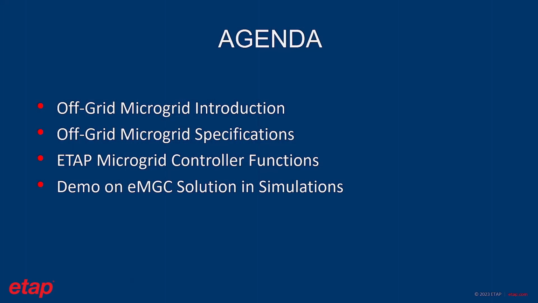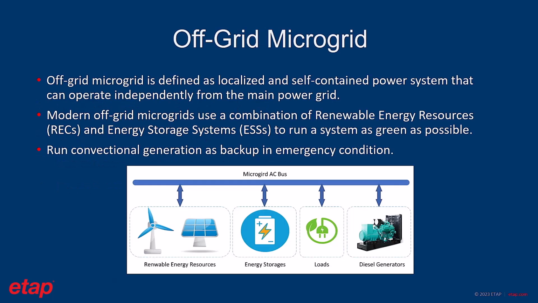Through this presentation, I will introduce the Off-Grid Microgrids and the specification and challenges associated with these microgrids. Then we will learn how the ETAP Microgrid solution can be used for Off-Grid Microgrid. Off-Grid Microgrid is a localized microgrid that doesn't have any interconnection with the main grid and should operate independently.